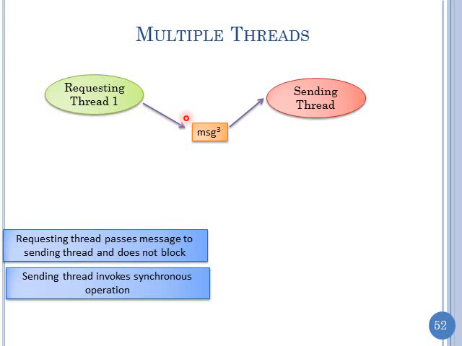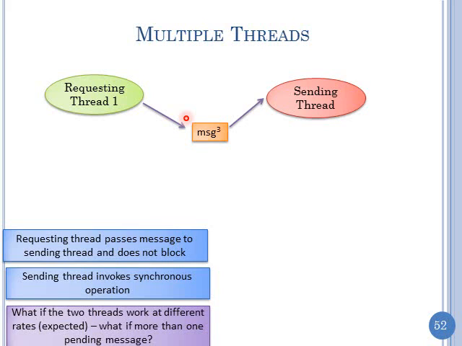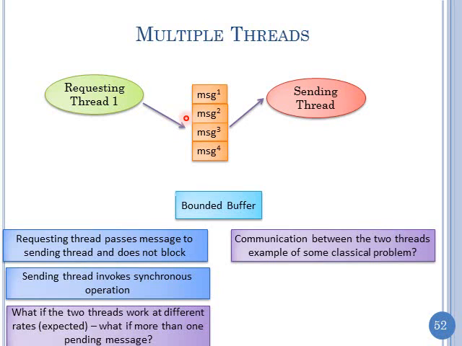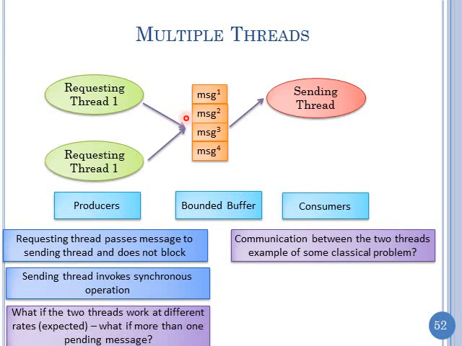Okay, so isn't there something called a bounded buffer that you might have heard of? So what if two threads work at different rates, which is what we expect here? What if there is more than one pending message? So you have to think of a classical problem, the producer-consumer problem, in which there's a bunch of producers, a bunch of consumers, and they coordinate through a bounded buffer. So this is a bounded buffer, these are the producers, these are the consumers, and now the question is how many producers and consumers?